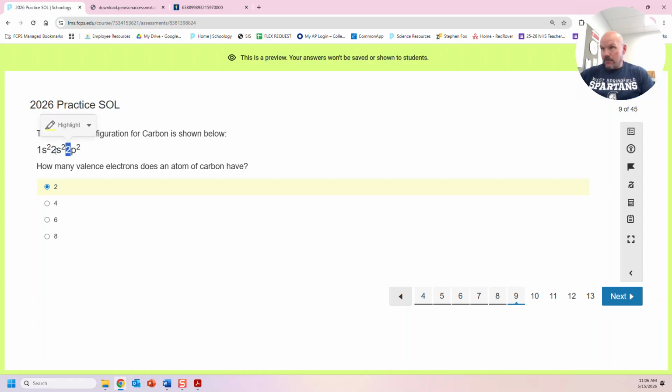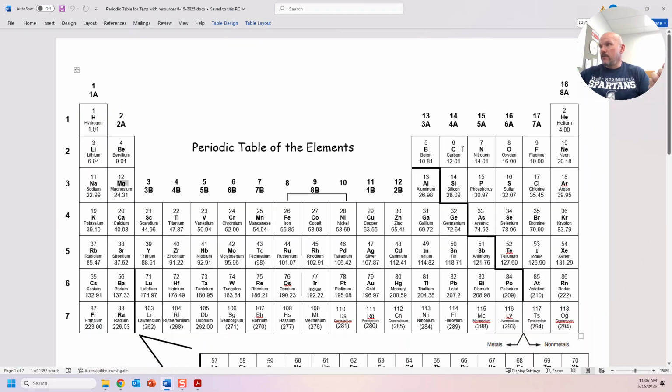That's what these numbers represent, and the exponents are how many electrons. So it has 2 plus 2, so it has 4 electrons in energy level 2, which is its valence shell. So it has 4 valence electrons. But you already knew that because carbon is in this group, so it has 4. If they asked about germanium, it's 4. If they asked about lead, it's 4. Anything in this group is 4. Anything in this group is 5.